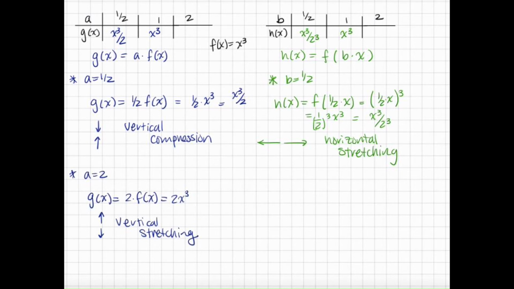Let's do the same thing with b. So when we let b equal 2, we end up with h of x equals f of 2 times x equals 2x cubed equals 2 cubed x cubed. What just happened to the graph? This was compressed horizontally. So compressed inward from the left and right direction.